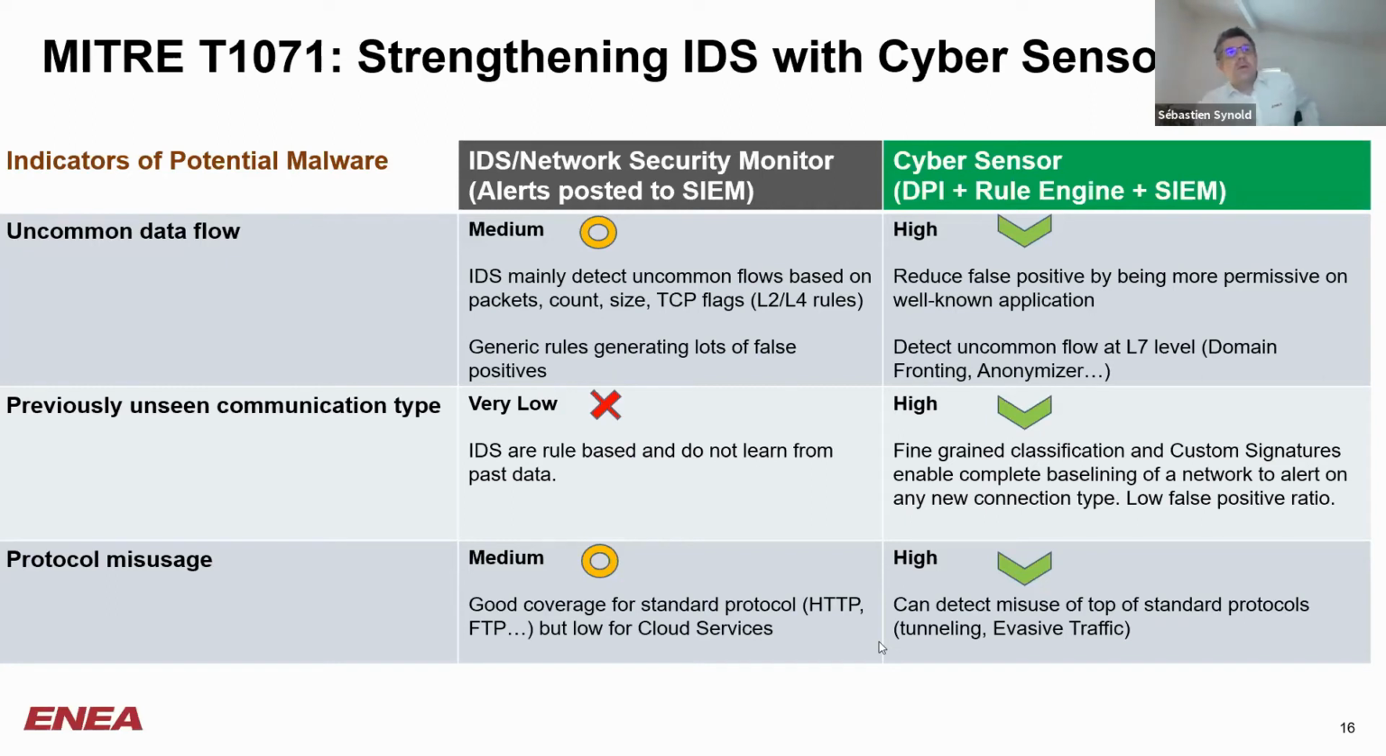But it can also detect evasive traffic, such as when an anonymizer is used, or a non-corporate VPN. That can be natively detected by a cyber sensor, and then obviously expand the coverage of what's provided by a traditional IDS.